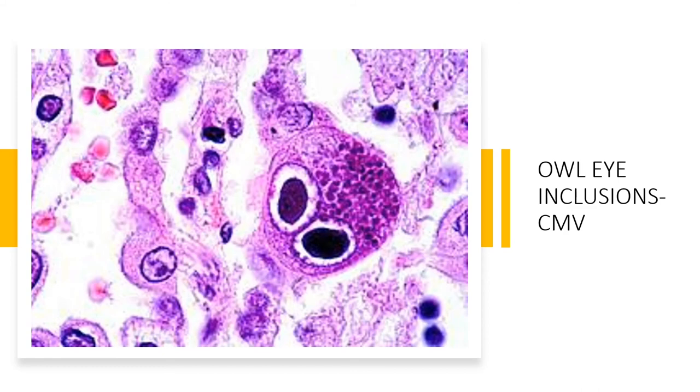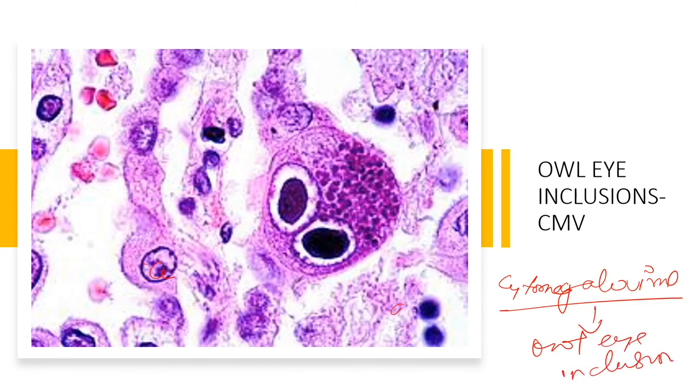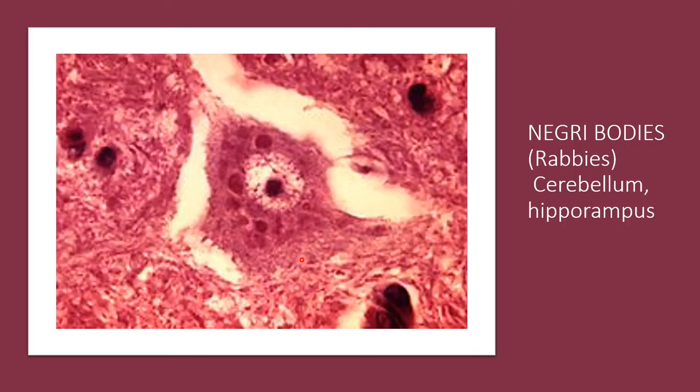This is CMV, not CMB. Cytomegalovirus. It has owl eye inclusions. See, this looks like the eye of an owl. So this is in cytomegalovirus. Okay? Then these Negri bodies, you can see Negri bodies are seen in rabies, in the cerebellum or hippocampus.